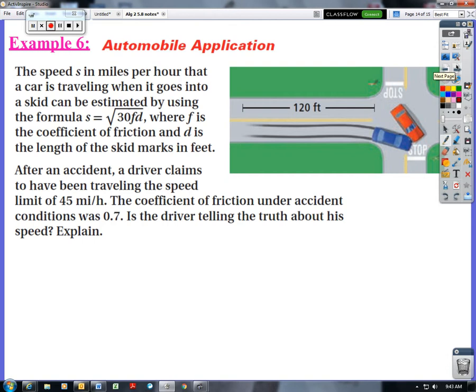All right, this is the last example. Yay, we're almost done. And this one's pretty easy too. It's just pretty much using a formula.